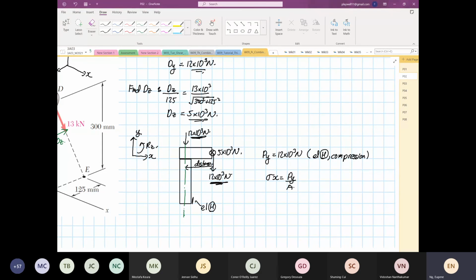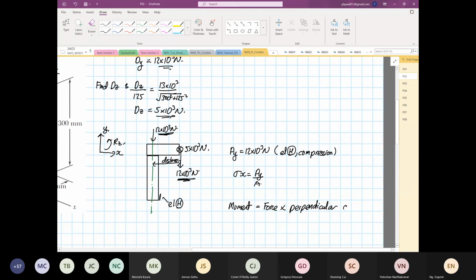I like that. So now it comes to the 12,000. The 12,000 is going to generate a moment. We know that moment is equal to force times perpendicular distance. But what is this perpendicular distance?